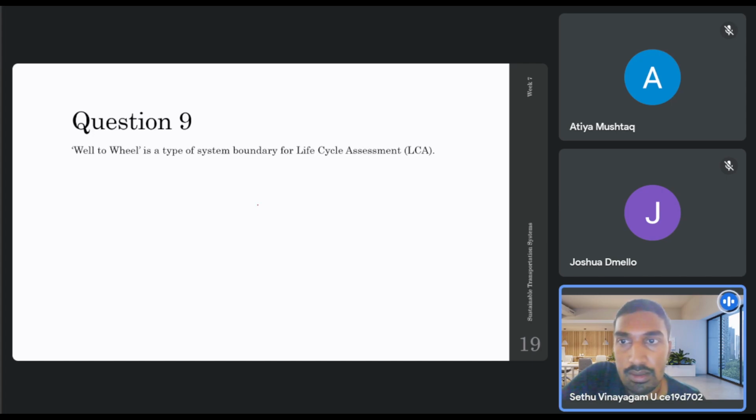Okay, question number 9: well to wheel is a type of system boundary for the life cycle assessment. So we have to say whether the statement is true or false.